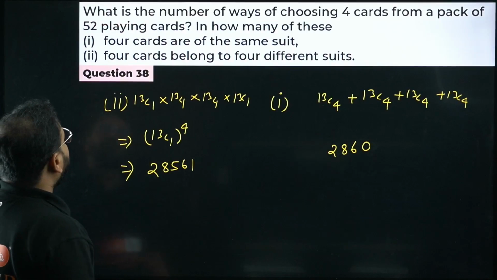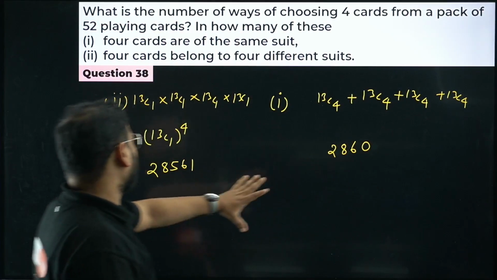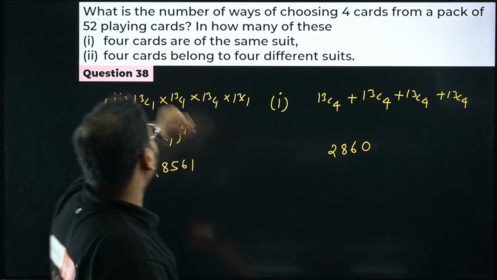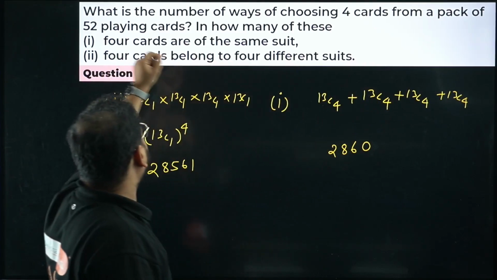Okay, let's move on to 38 now. I have done this question for you because there was a calculation required over here. I didn't want to take a lot of time. I'll explain it to you quickly. What is the number of ways of choosing 4 cards from a pack of 52 playing cards?